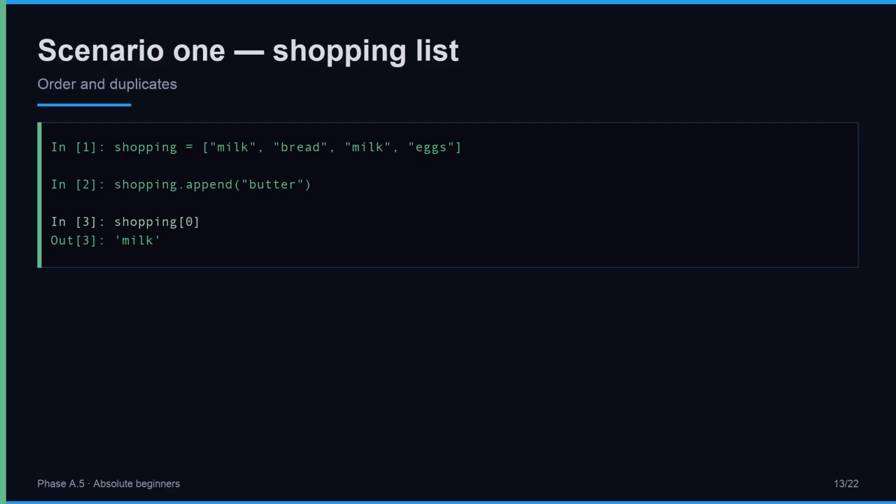Shopping equals milk, bread, milk, eggs. Append butter at the end. Reach the first item by index 0. This is the everyday case where a list feels right. Lists fit rows of things.